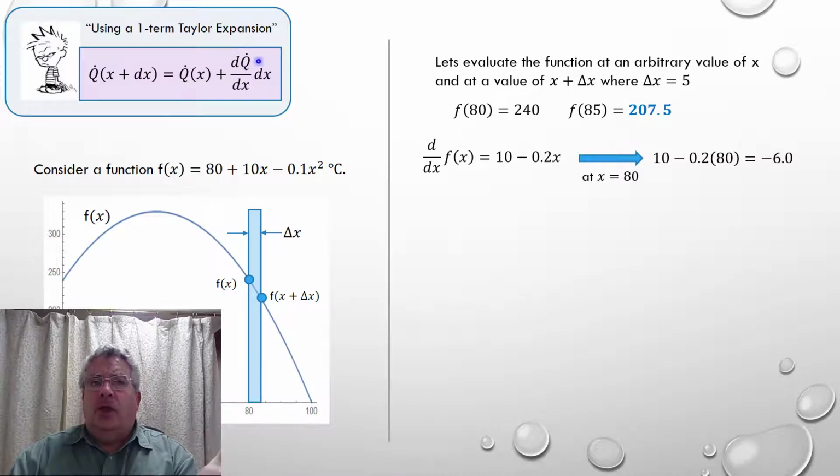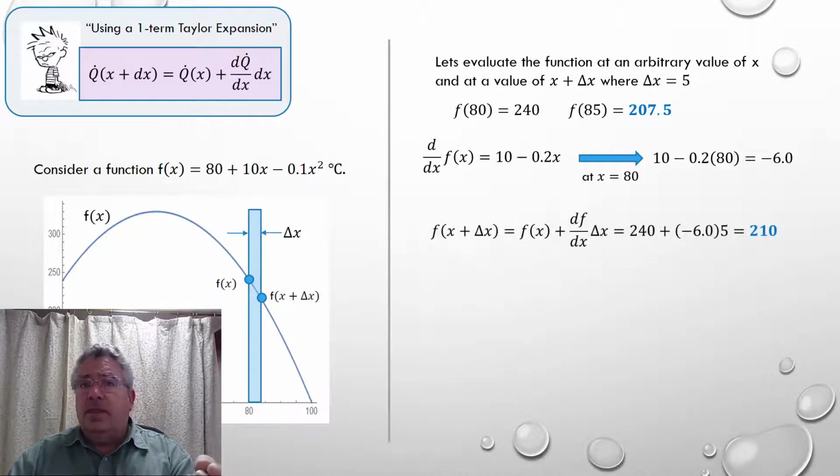What do we have with this term? Well, I'm going to take the derivative of this function, and that's going to be 10 minus 0.2x, and I'm going to evaluate it at x equaling 80. So at x equaling 80, we end up with this term being minus 6.